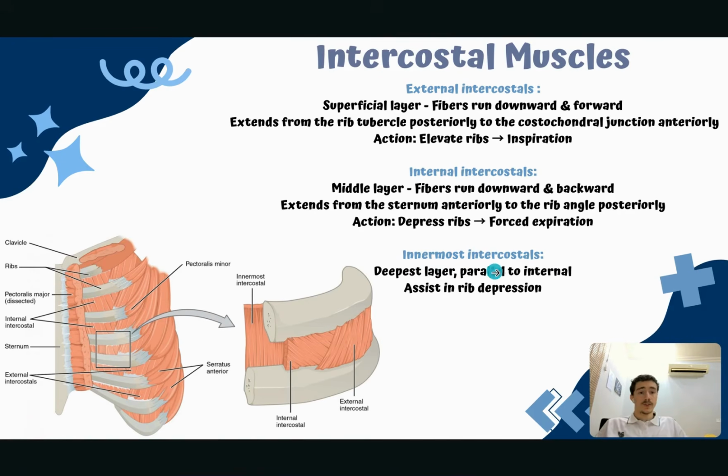We're now going to talk about the last one, which is the deepest layer, the innermost intercostal muscle. As is obvious, it's going to be parallel to the internal intercostal muscle, and it's going to assist in rib depression. So it's going to help the internal intercostal. These two muscles help in expiration, and the external muscle helps in inspiration.